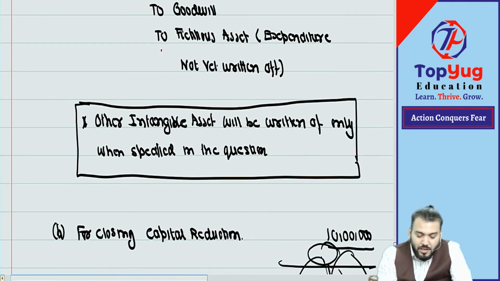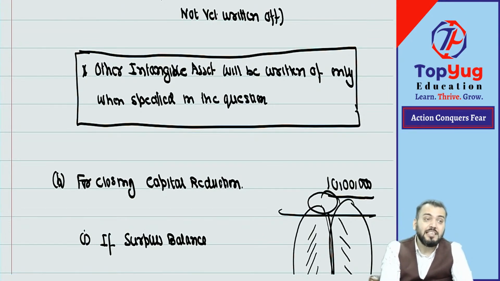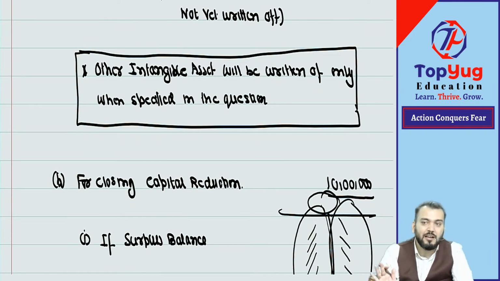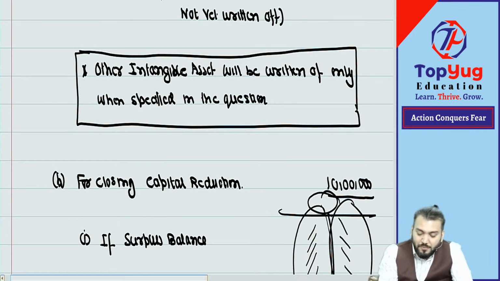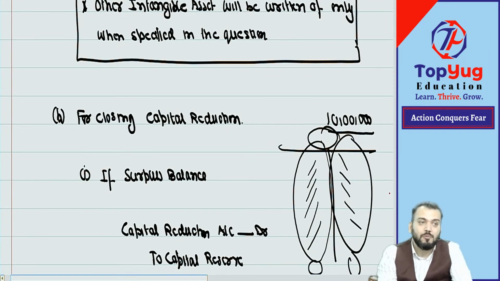Then I have given one special note that goodwill will be written off, but if there is some other intangible asset, that will be written off only as per the information given in the question, not the entire amount. Then for closing capital reduction account, I said if it has a surplus balance, then the surplus balance will be transferred to capital reserve. The journal entry will be capital reduction account debit to capital reserve.